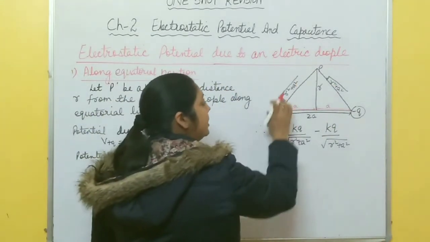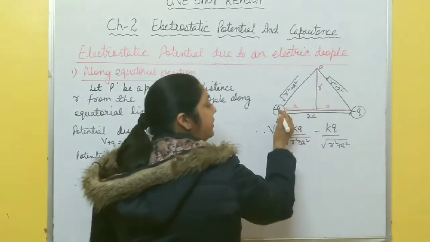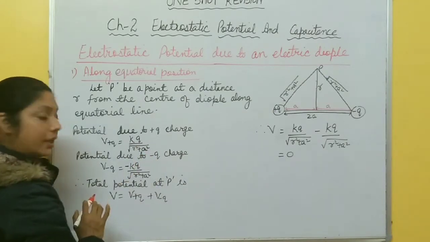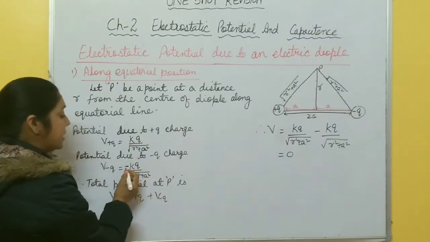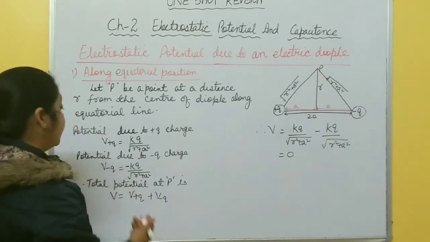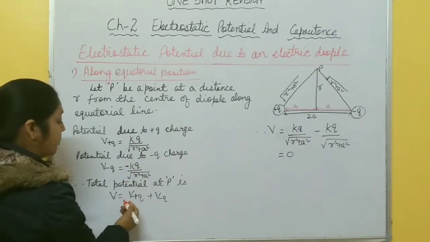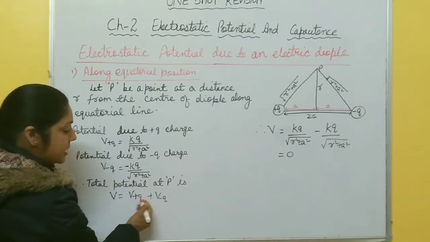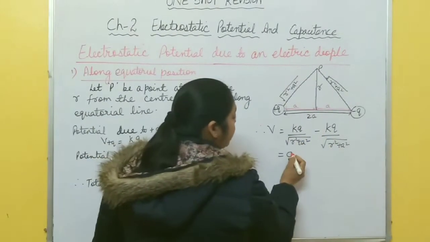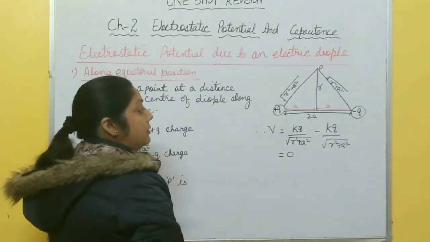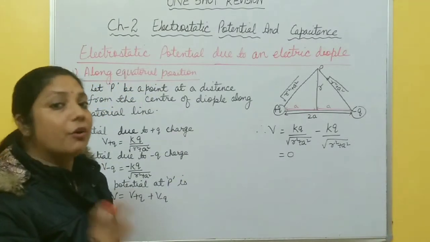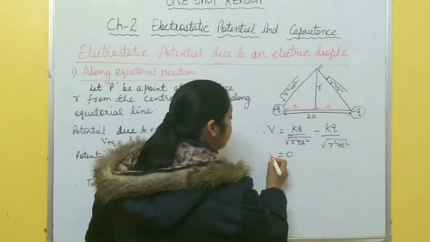Now the distance is this one, the charge is this. So the potential at point P due to the plus q charge is given by kq by under root r square plus a square, and the potential due to the minus q charge is minus kq by under root r square plus a square. As potential is a scalar quantity, you just add these two potentials. So the total potential at point P is the potential due to plus charge plus the potential due to minus charge. You write these two values, and the total potential becomes 0. So it's very easy to calculate: the total potential along the equatorial position of an electric dipole is always 0, right?